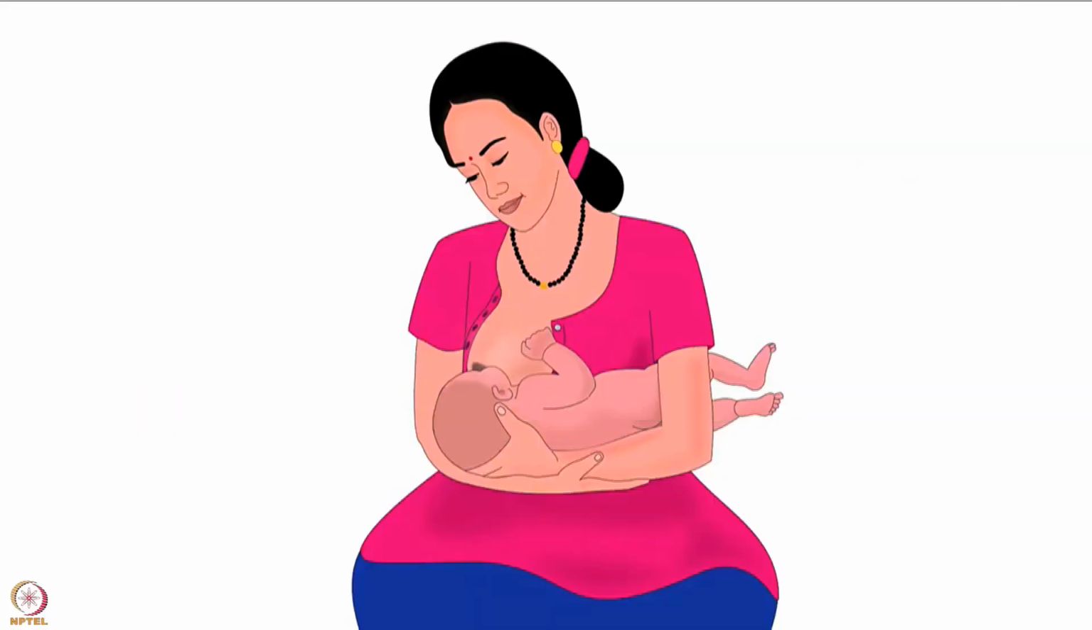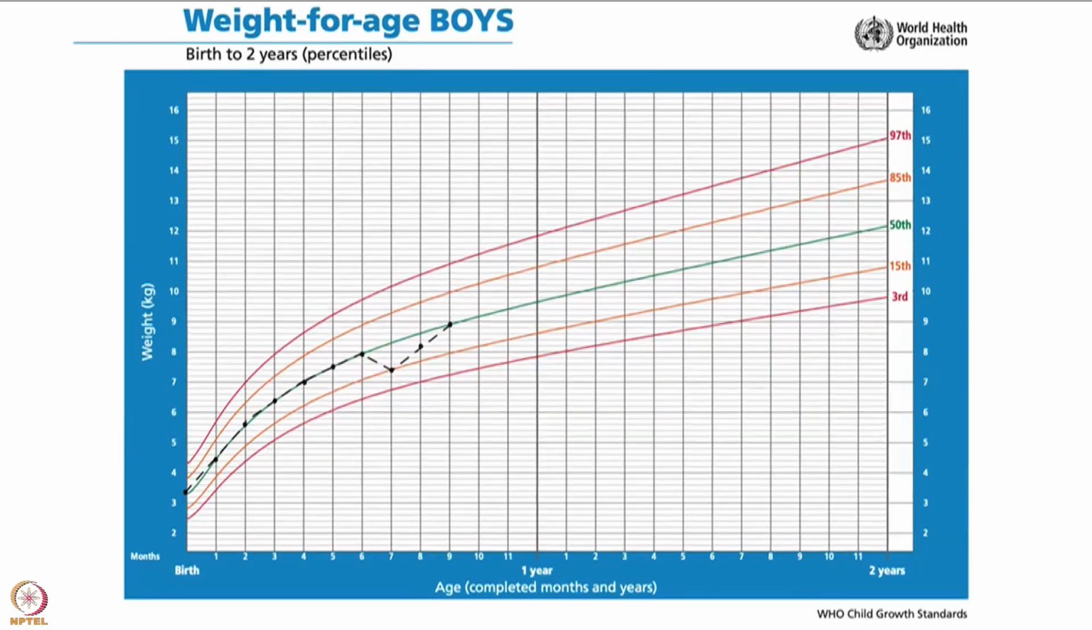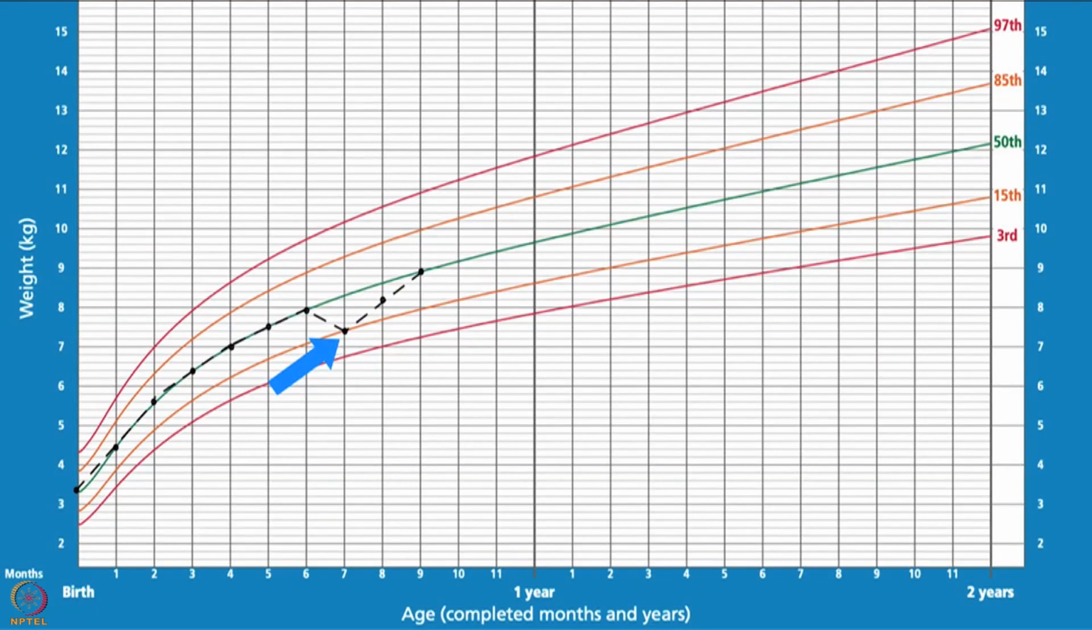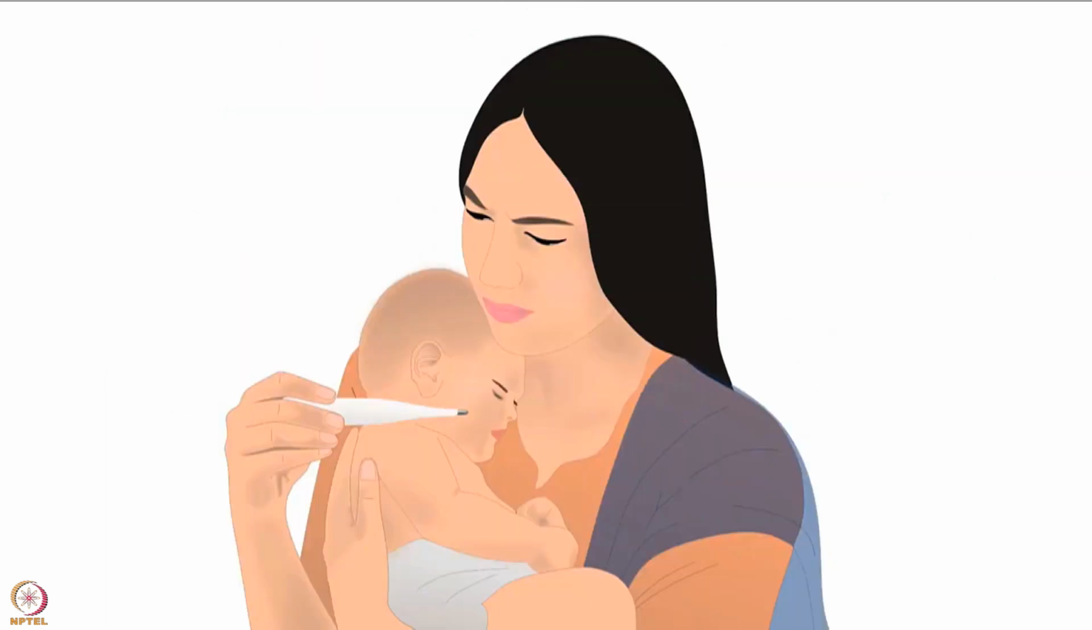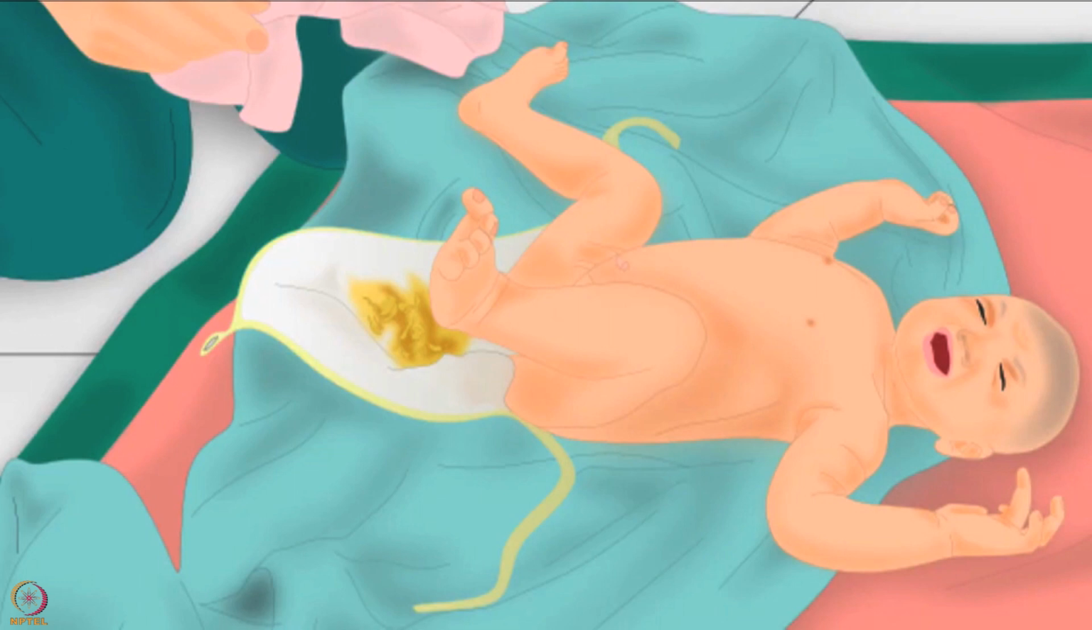This was because of adequate and effective breastfeeding. Then his weight dropped to the 15th percentile line in the 7th month. He did not get adequate complementary food after completing 6 months. He was also ill and had diarrhea.